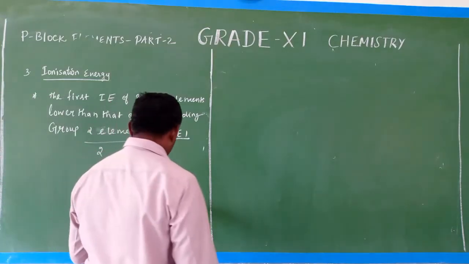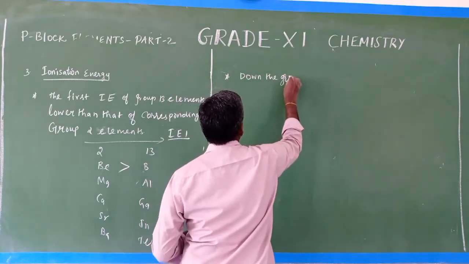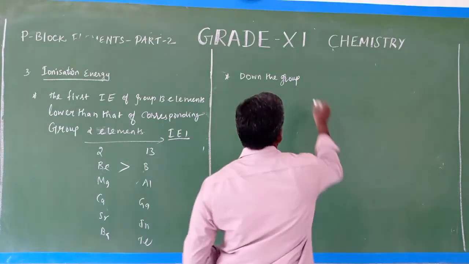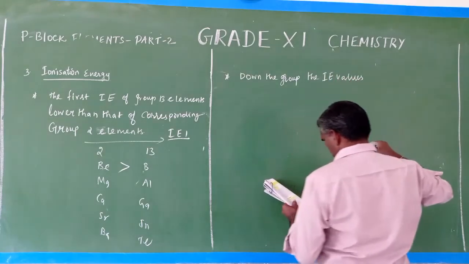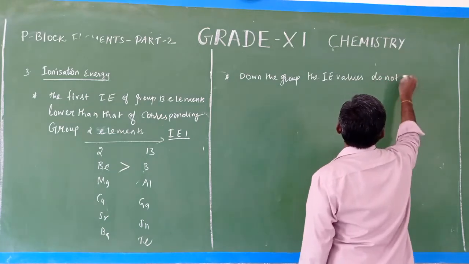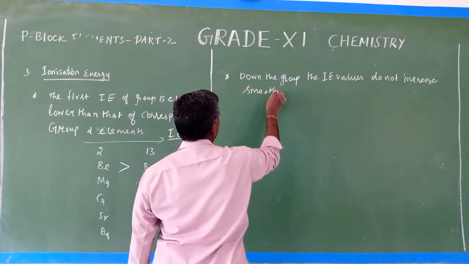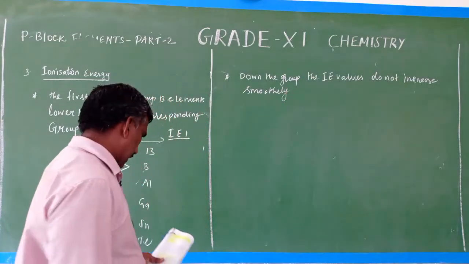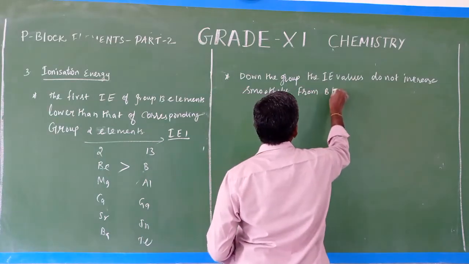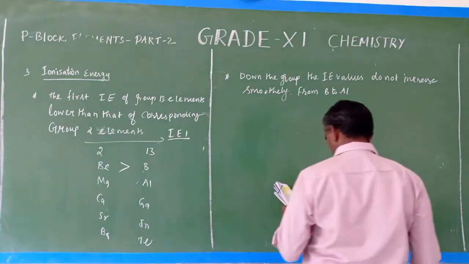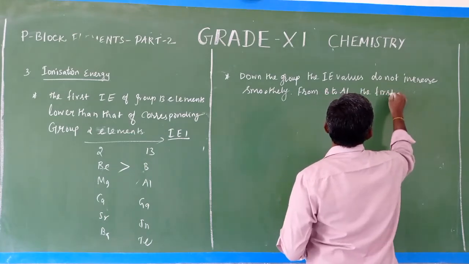Okay. Next, down the groups. Down the groups, the ionization energy increases in value, but does not increase smoothly. From boron to aluminum, the first ionization energy decreases.